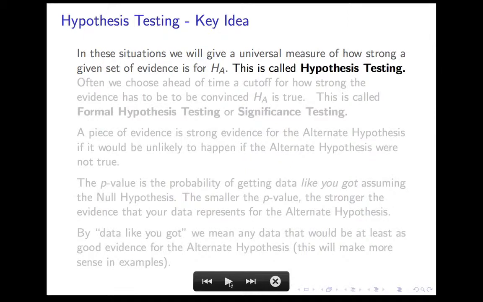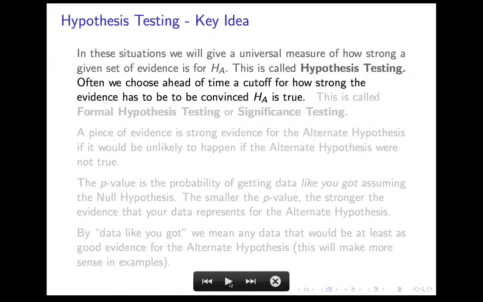This process of measuring the strength of evidence is called hypothesis testing. Anytime you measure the strength of the evidence, it's hypothesis testing. We will usually do something a little more precise. We will usually start ahead of time with a cutoff. How strong does it need to be before we are convinced? That cutoff, for reasons we will discuss later on, which are rather subtle, has to be set before you look at the evidence.